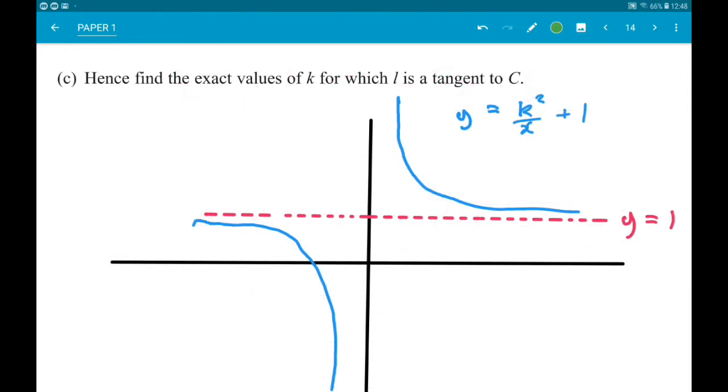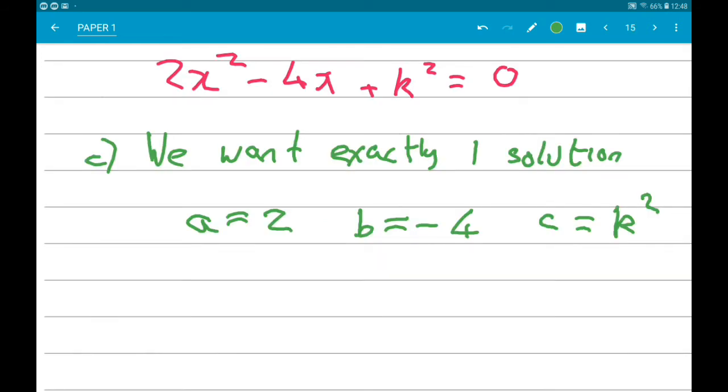Part C, hence find the exact values of k such that L is a tangent to C. So a tangent hits the curve exactly once. So that means that we want this equation to have just one solution. So, it's quadratic, we need to think about the discriminant. So, for exactly one solution, the discriminant b squared minus 4ac equals 0.